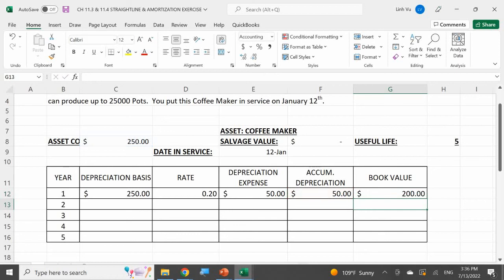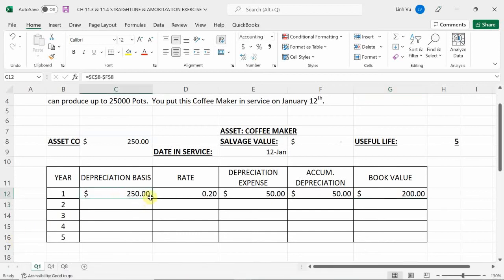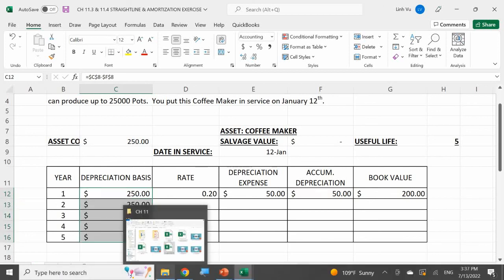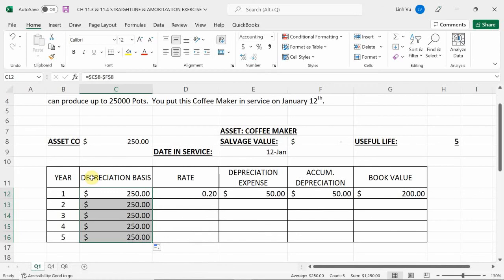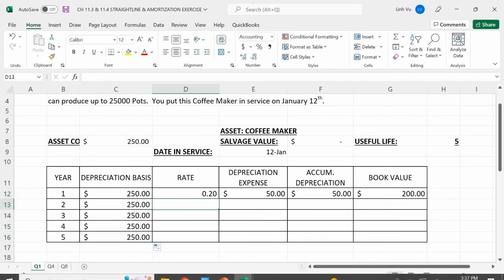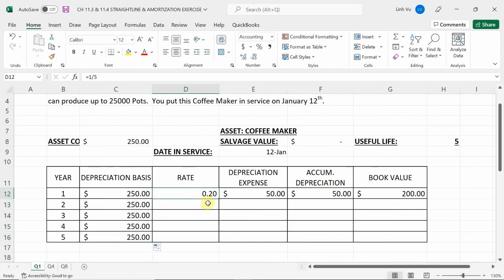Okay. So what's my depreciation basis for the second year? 250. What is it going to be for the third year? 250. So therefore, they're all going to be 250 because the formula does not change, right? It's still going to be asset cost minus salvage value. So in this case, it's always going to be 250. What about my rate? It stays the same, right? It's still going to be 1 over 5, which is 20%. So 1 over 5 for every single one of them is still going to be 20%.